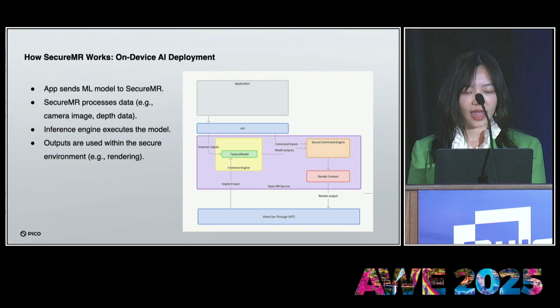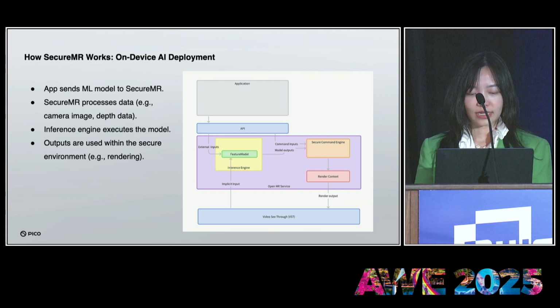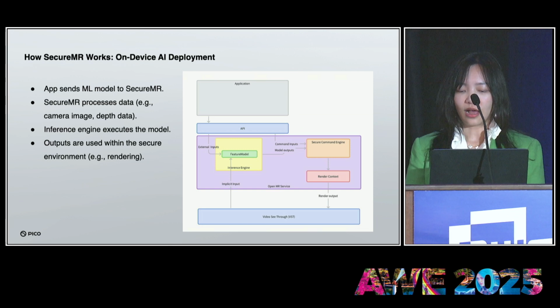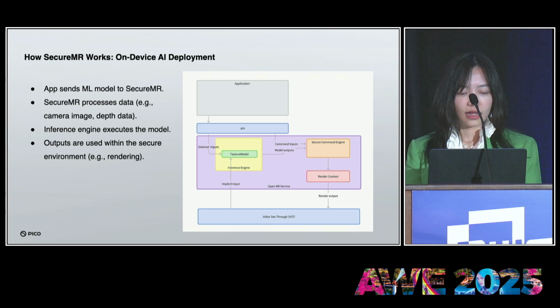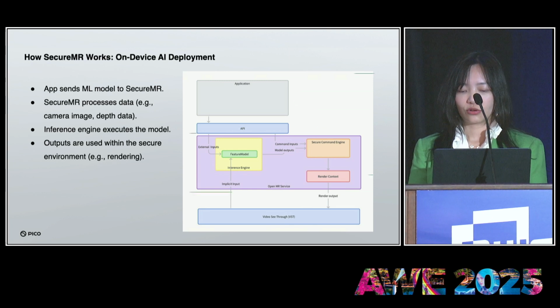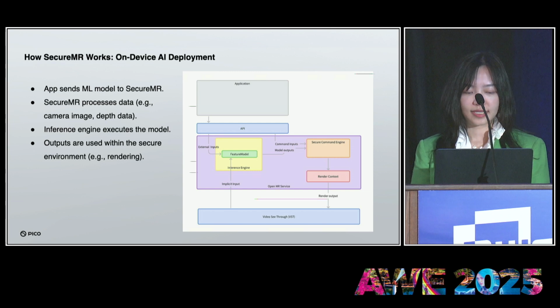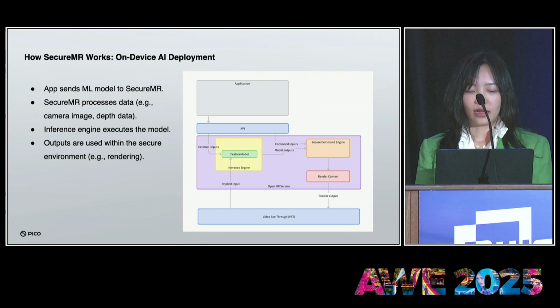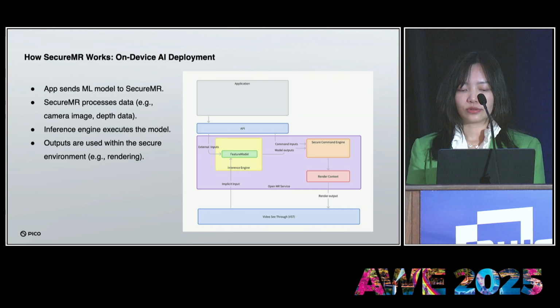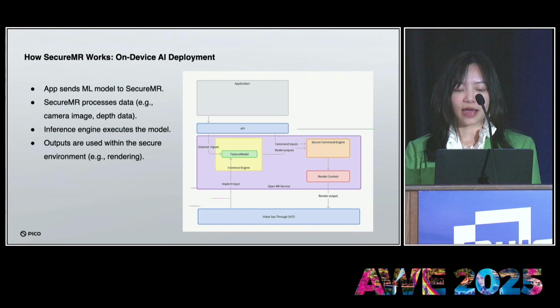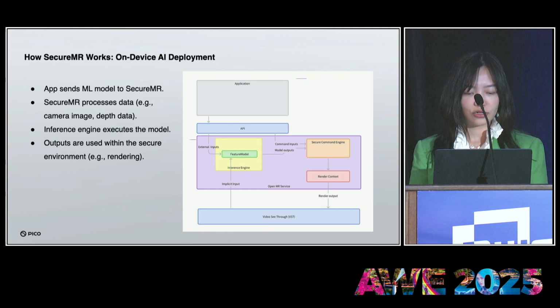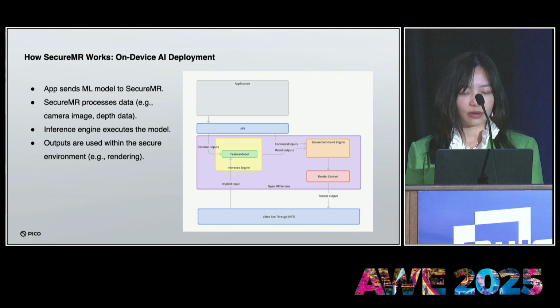You will notice there are two types of input. Explicit input like camera image or user gesture. Implicit input such as device orientation, lighting, or context signal capture. Once the model runs, the output such as classification result, coordinates, or segmentation map are sent to the secure command engine. This layer determines how those outputs should affect the app. Whether it's rendering a UI element, triggering an animation, or adjusting virtual content placement.